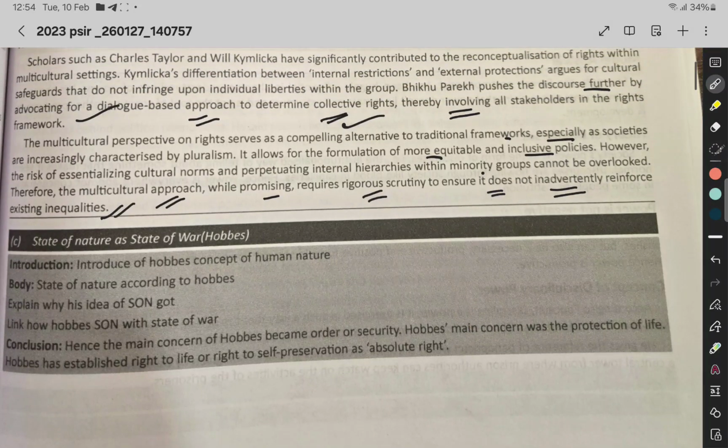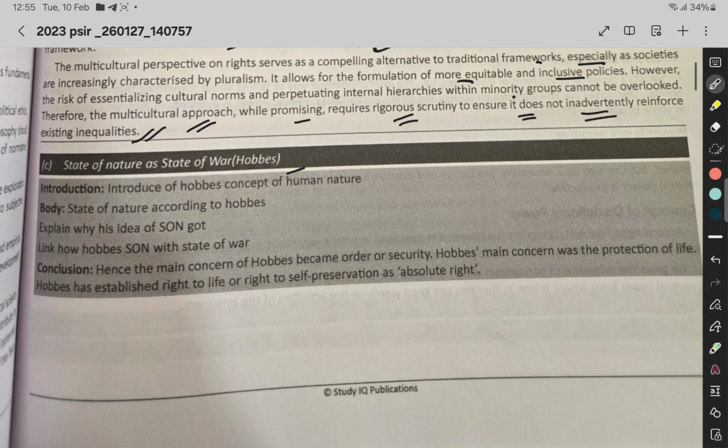State of nature as a state of war, Hobbes.